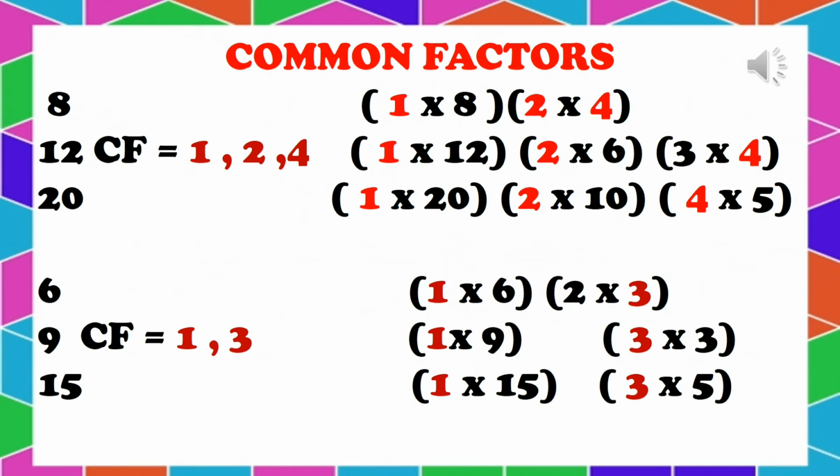So we have also another common factor. We have 3. So 1 and 3 are common factors of 6, 9, and 15. Why do we call them common factors? Because they are being used in getting number 6 and number 9 and number 15. So they are common to the three numbers.